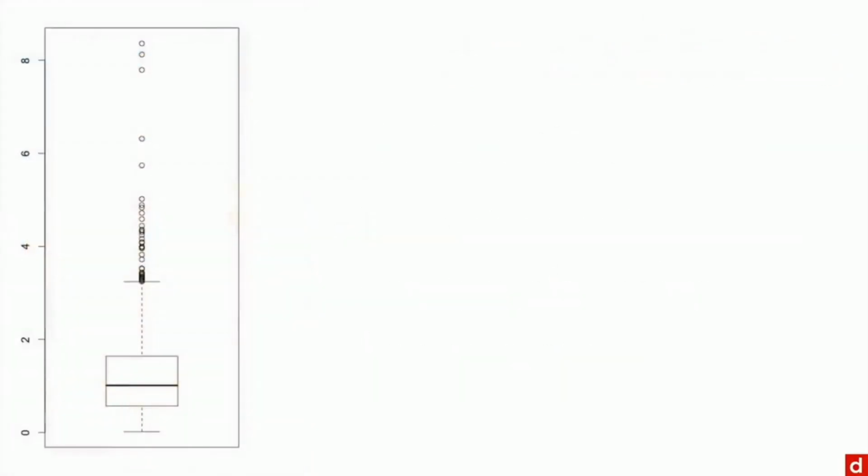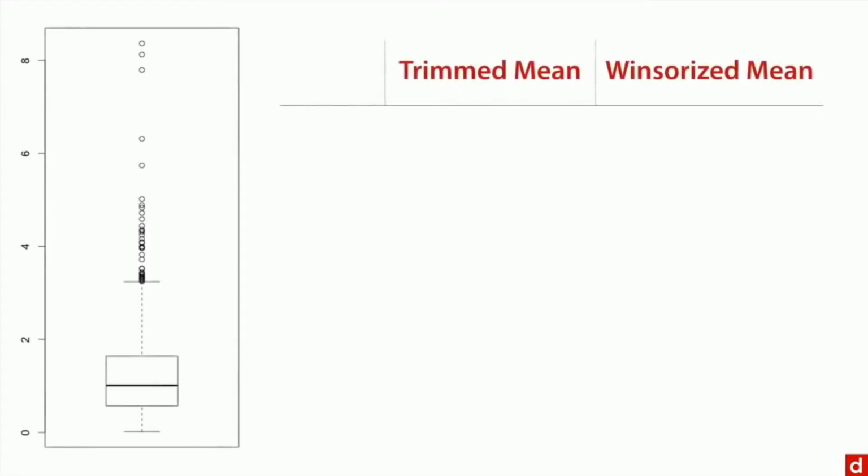So let's take a quick look. This is a very skewed distribution I created. The median, which is the dark line there in the box, is right around 1. And I'm going to look at two different kinds of robust statistics, the trimmed mean and the Winsorized mean. With the trimmed mean, you take a certain percentage of the data from the top and the bottom, you just throw it away, and you compute the mean for the rest. With the Winsorized, you take those and then you move those scores into the highest non-outlying score.